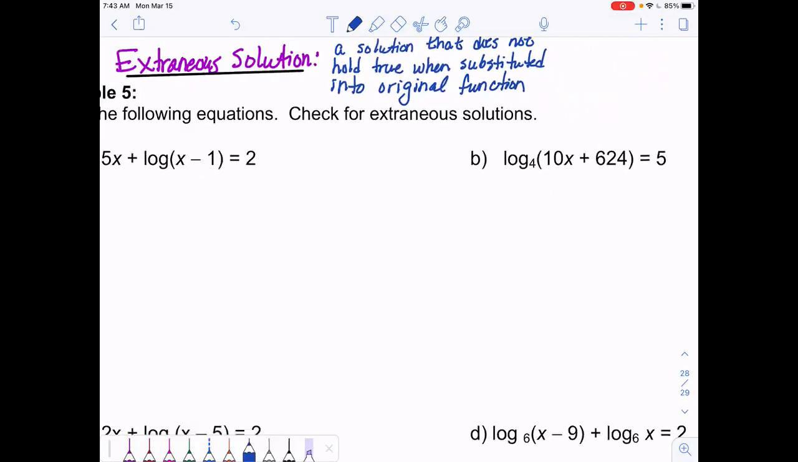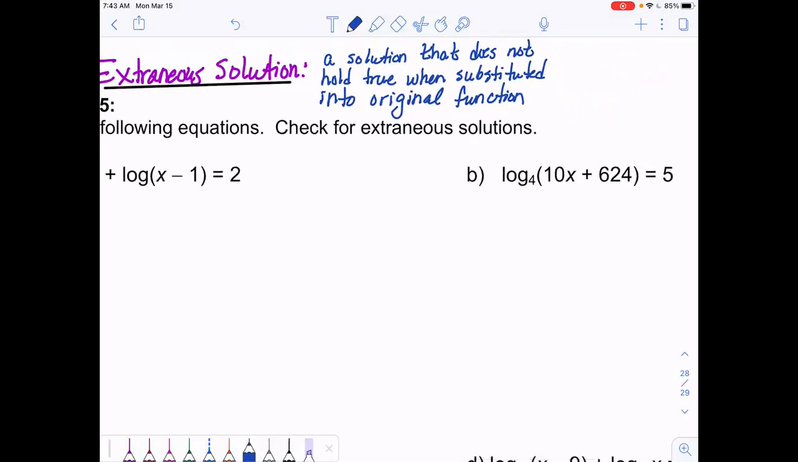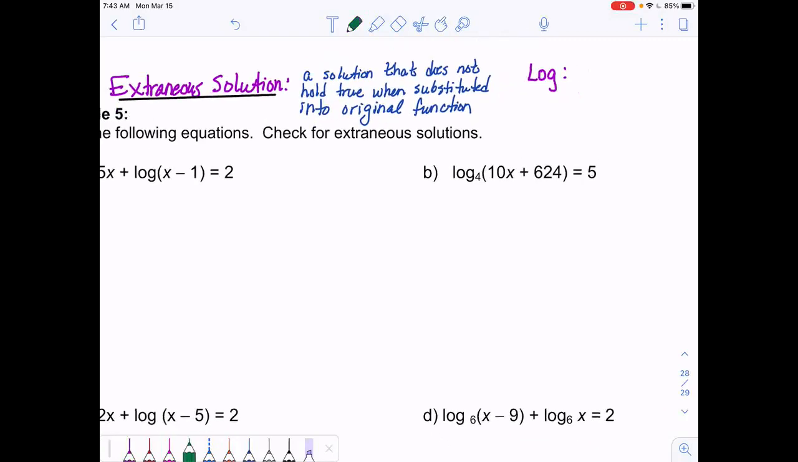Now, for log functions specifically, because each function is different, the domain of the log function is from 0 to infinity. Remember, the log function has that vertical asymptote on the y-axis. So the graph only exists to the right of the y-axis, when the x values are positive. So extraneous solutions in log functions happen when values make the log 0 or make the log negative.